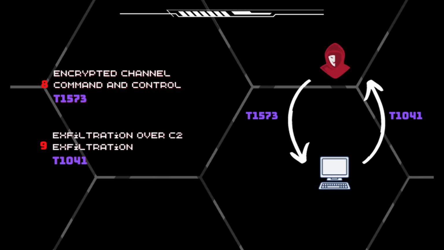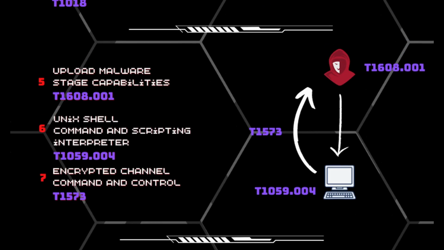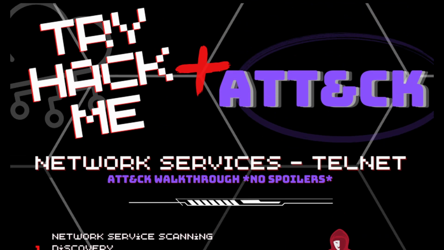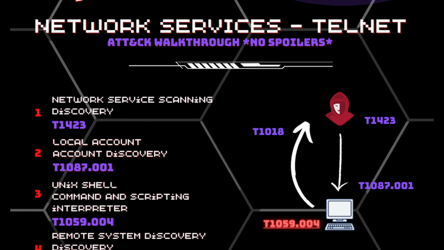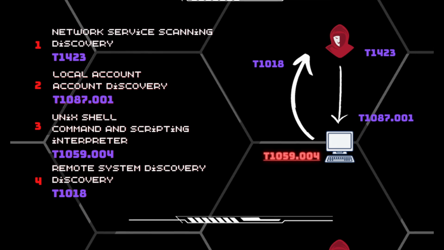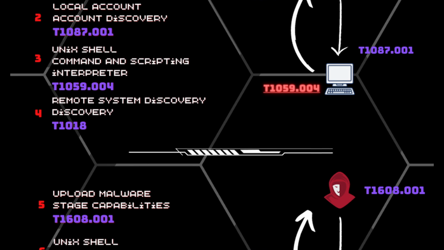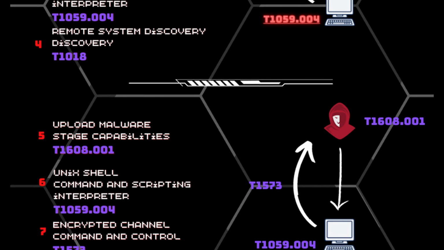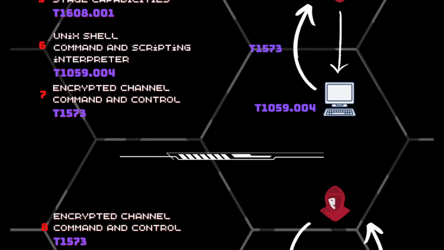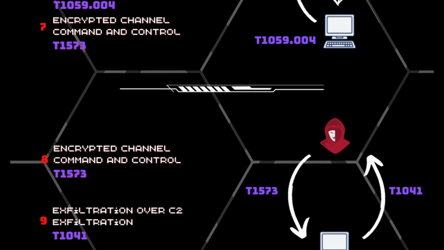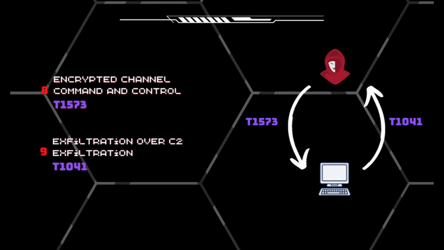Using our encrypted channel, we connect to the victim host and exfil some data, which is the flag for the challenge. So if we walk back through all 9 steps, they are: find an account, use that account with a command and scripting interpreter, discover a remote system, stage capabilities on our local box, use the Unix shell to establish encrypted comms back to our attack box, and then use that encrypted channel to exfil the flag.